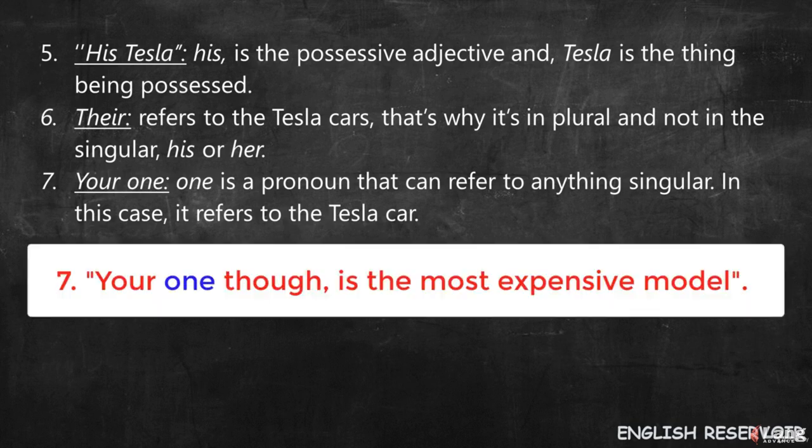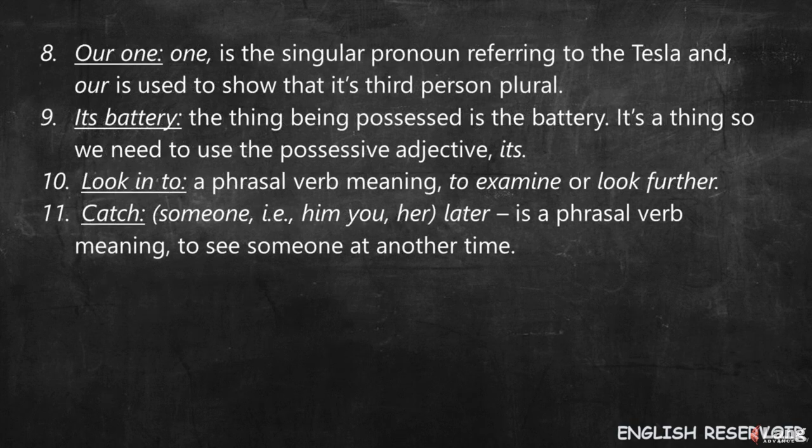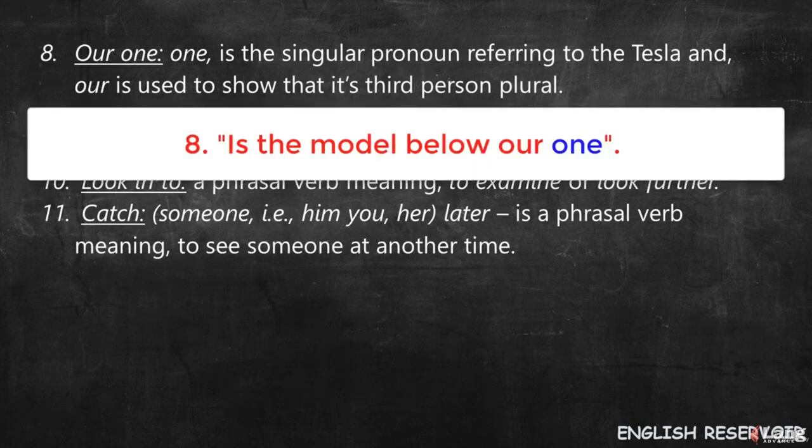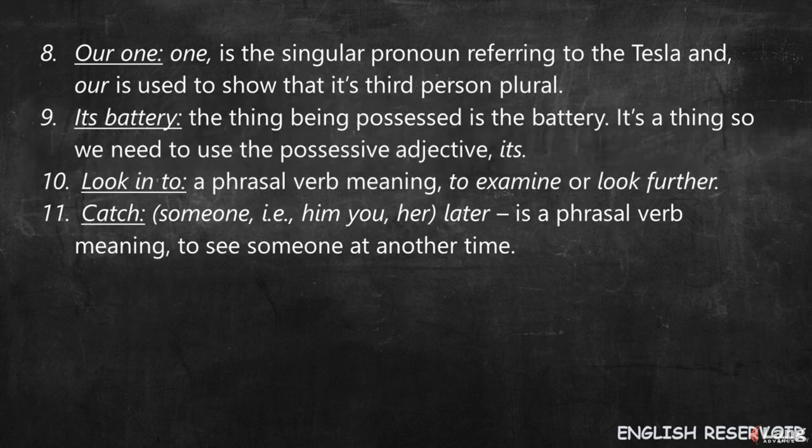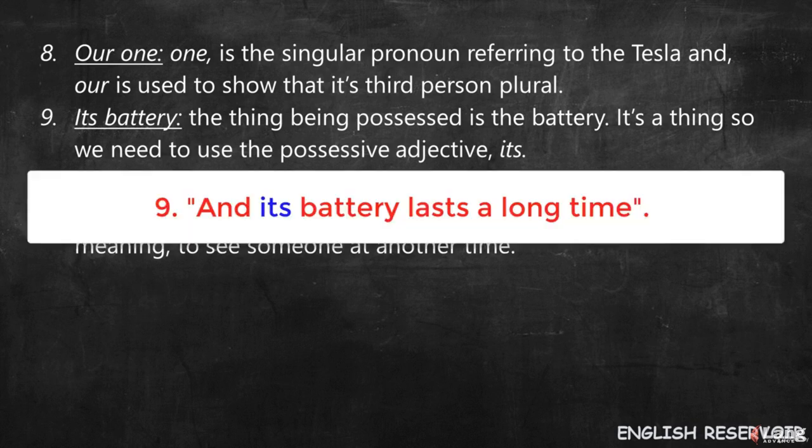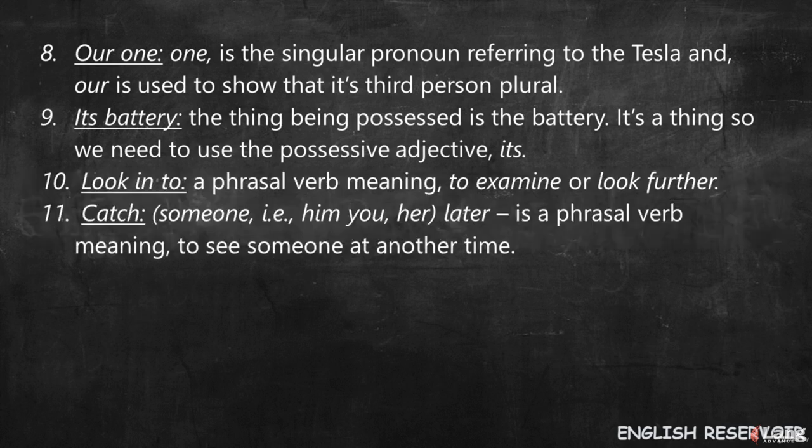7. Your one. One is a pronoun that can refer to anything singular. In this case, it refers to the Tesla car. 8. Our one. One is a singular pronoun referring to the Tesla, and our is used to show that it's third person plural. 9. Its battery. The thing being possessed is the battery. It's a thing, so we need to use the possessive adjective, its.